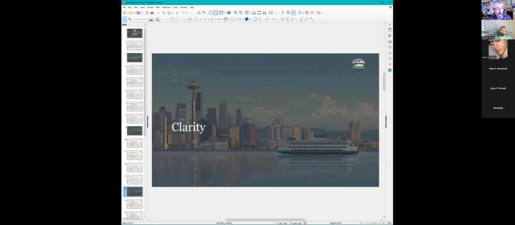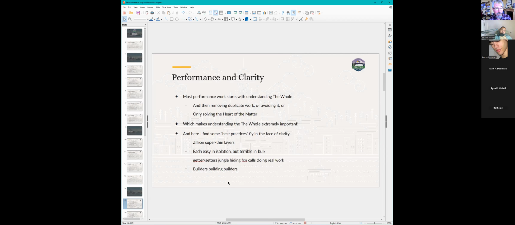Okay. And now I get into clarity, which is a lot of these things in my head go to clarity. And this is where I have performance versus clarity as a thing. And most of the performance work I do starts with understanding the whole of the problem. And then I get into things of what I'm doing about it, like removing duplicate work or just avoiding the work altogether. And really just trying to solve the heart of the matter, whatever the heart of the matter is. And that's why understanding is just key to performance work.